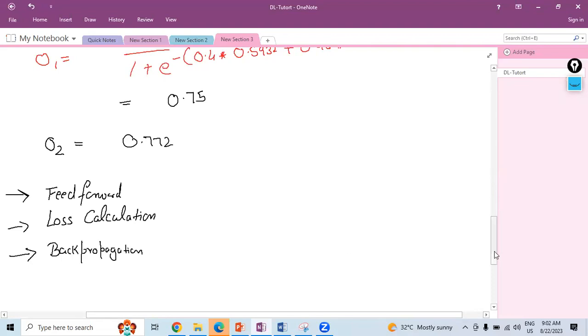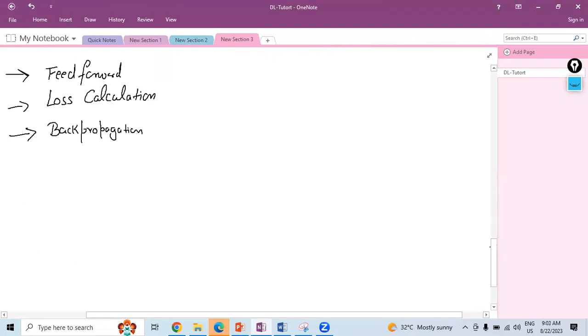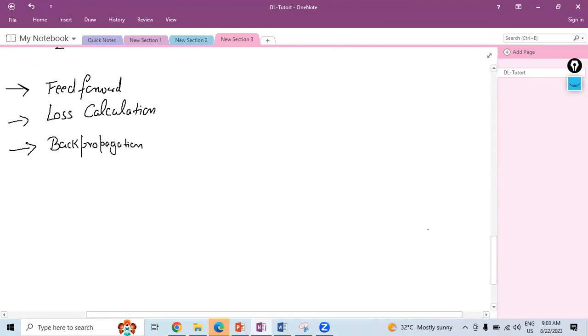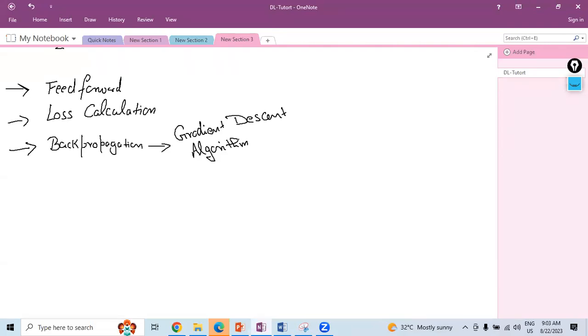So what is this backpropagation? Again, backpropagation is another algorithm. Now we are going to use this algorithm to update my weights, and in this backpropagation, we internally use the gradient descent algorithm. So here we will use the gradient descent algorithm. Can you please tell me what we have in this gradient descent algorithm?